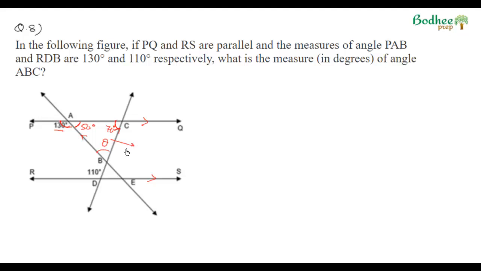Now focus on this triangle ABC. There are three angles and their sum should be equal to 180 degrees. So 50 plus 70 is 120, plus theta should be equal to 180. So the value of theta is 60 degrees, and 60 is the answer for this question.